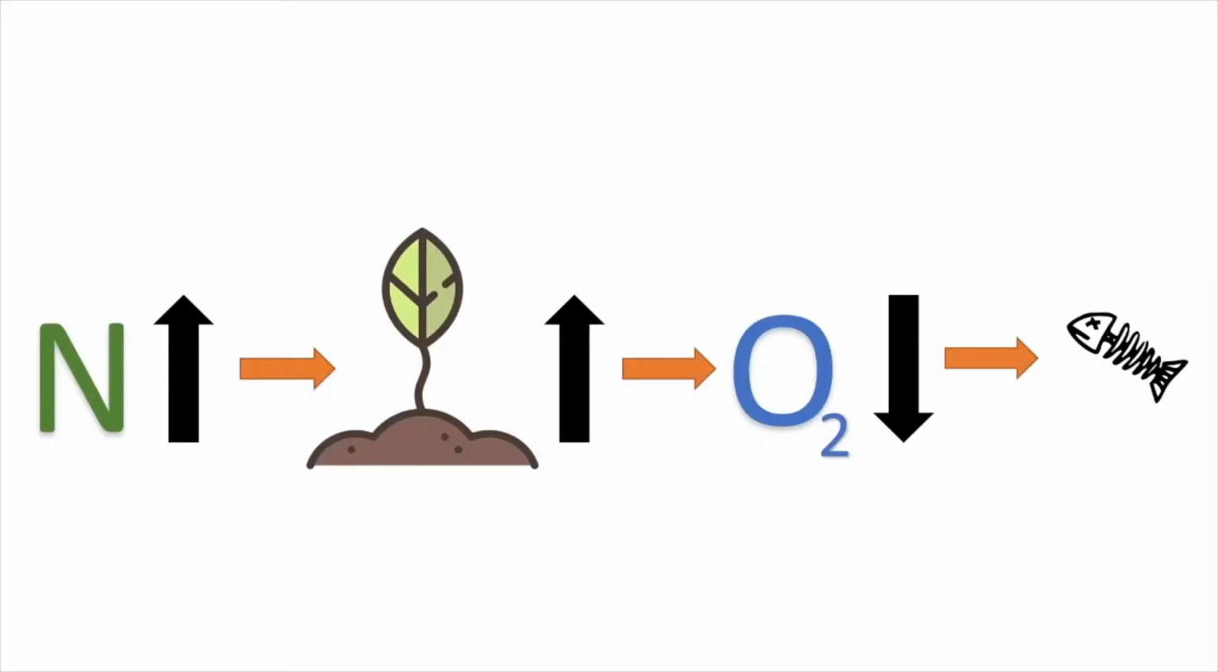For example, nitrogen levels in the stream could be too high, causing excessive plant growth. When plants in the stream die, their decay process uses a lot of oxygen, thereby reducing the oxygen supply to the stream and potentially causing the death of many other organisms in the stream that require oxygen to live, such as our little fish here.